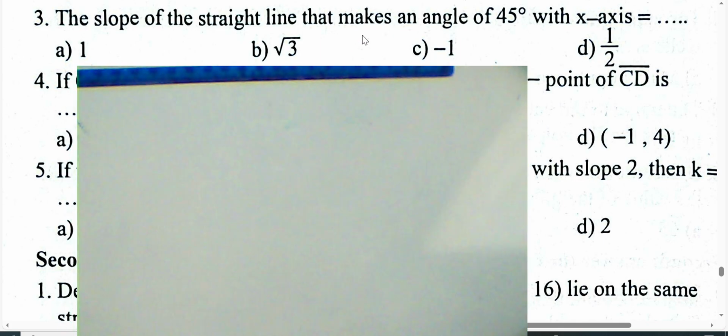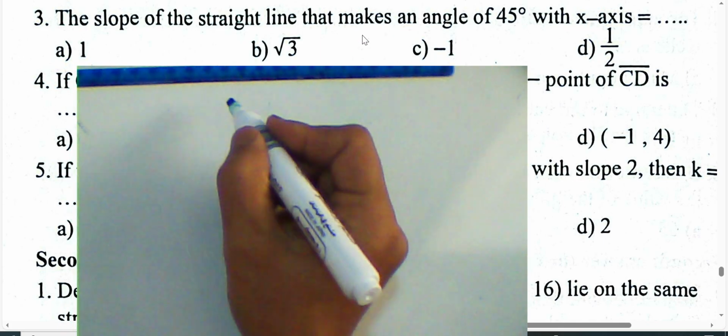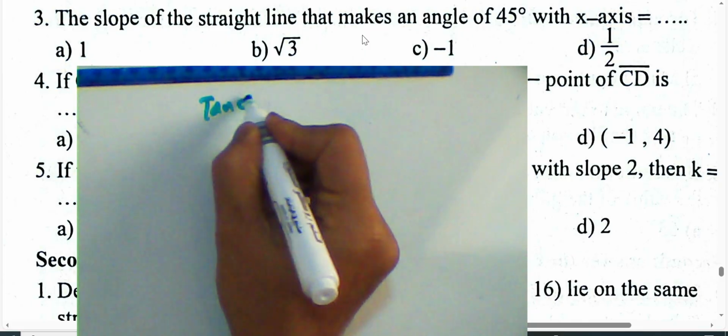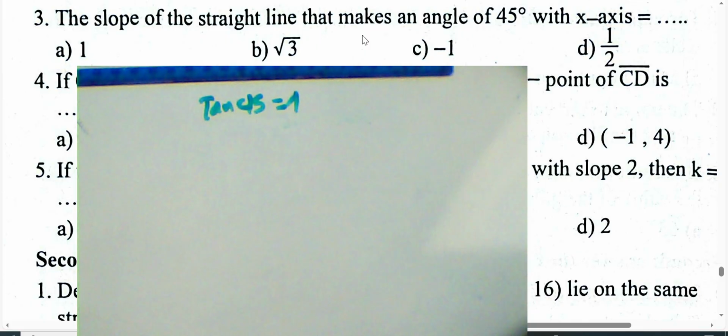Number 3, the slope of a straight line that makes an angle of 45 degrees with the x-axis equals tan 45. Tan 45 equals 1. The result will be 1. Choose letter A.